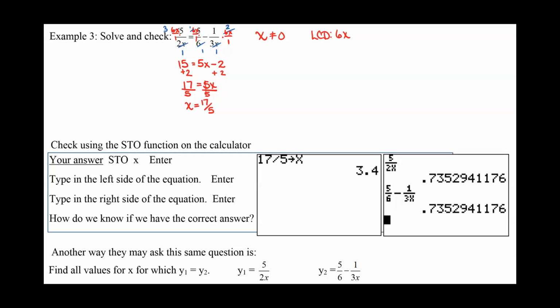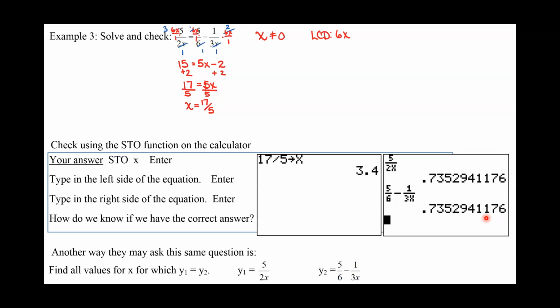So that's how we can check this on our calculator. To review, what we did was we stored that value to x, and then we put in the left-hand side of the equation, which was 5 over 2x, and our calculator is plugging in this 17/5 in the place of x to get this value. Then we took what was in the right-hand side of the equation, and we typed that into our calculator, and again, it's using this value for x. And so you can see that our left-hand side and our right-hand side are equal to each other. So it's just like before when we were plugging it in by hand and we were making sure that we got a true statement, that both sides gave us the same value.